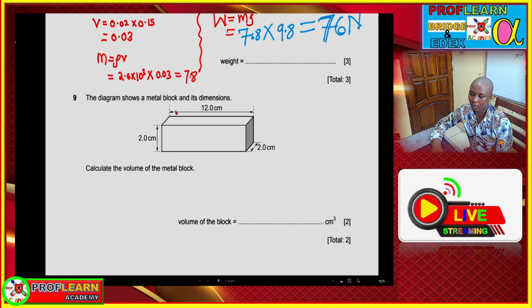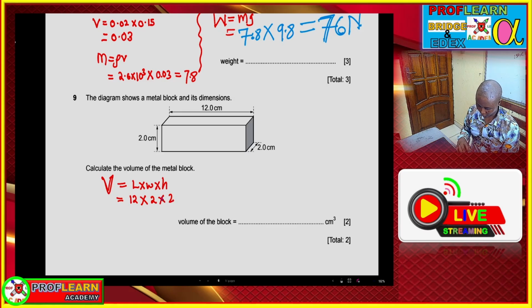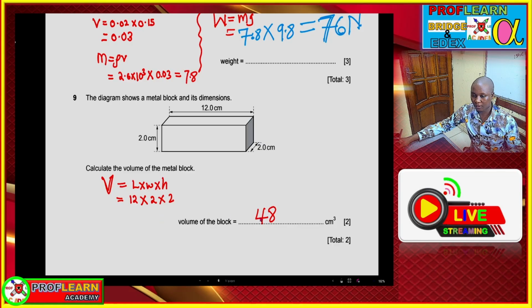The diagram shows a block. We have a block with a dimension, calculate the volume. So if you are given a block like that, and you are supposed to work out volume, you need to understand that volume is length times width times height. And in this case, we are going to have 12 times 2 times 2, which means that is 12 times 4, which is going to be 48. That's the volume for this particular block, and that is 48 centimeter cubed.